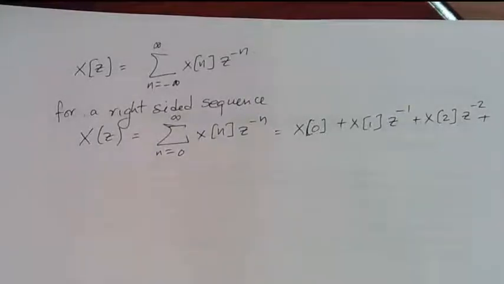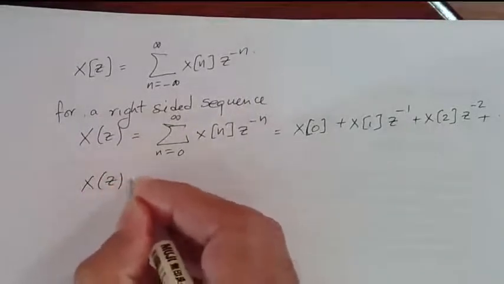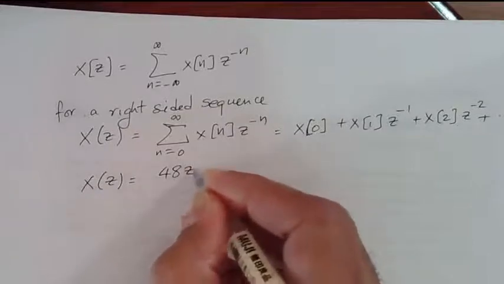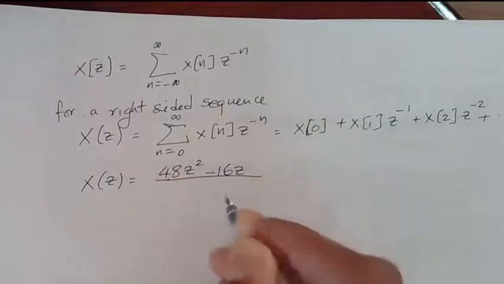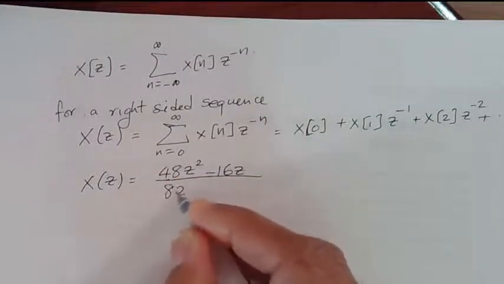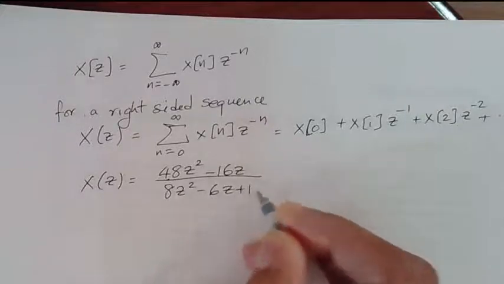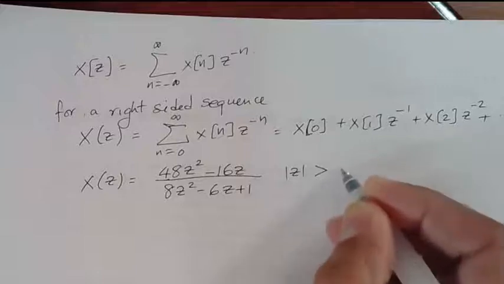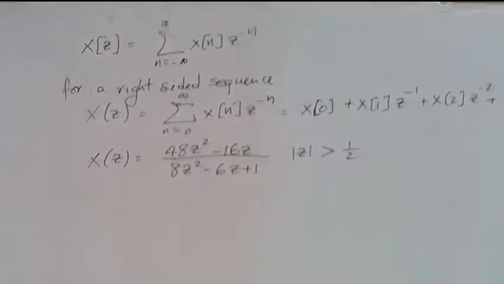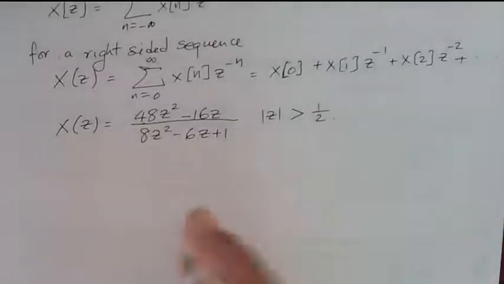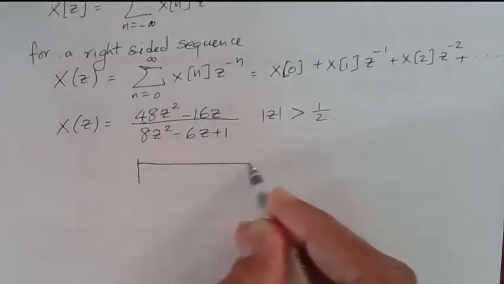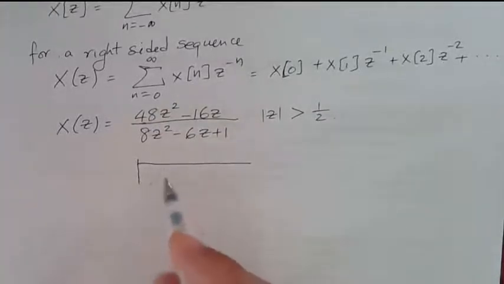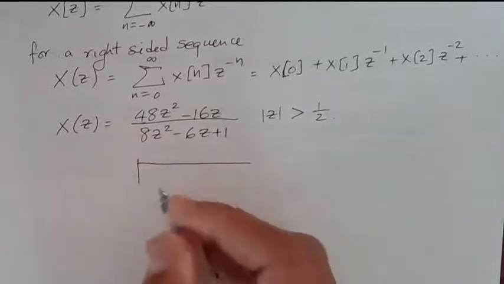So let's take the example that we had. If I can find it, it was X(z) equal to 48z squared minus 16z over 8z squared minus 6z plus 1. And the region of convergence was, let's use this region of convergence. So it's a right-sided sequence, so it fits in with our example here. Now, to do this, all you have to do is just do long division. Everybody learns long division in a slightly different way. This is the way I learned it, so that's the way I'll write it.